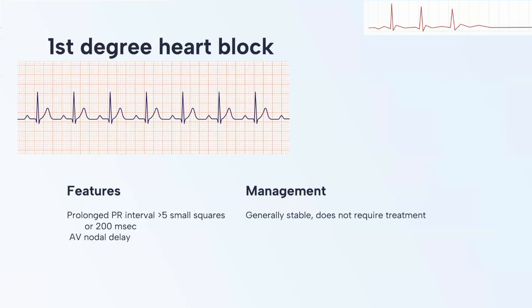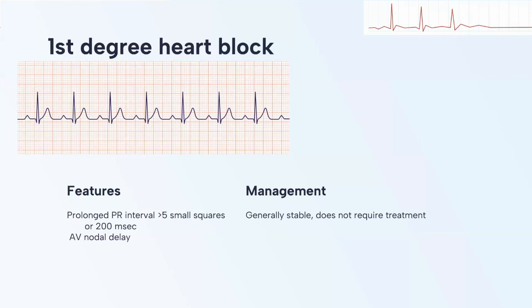This heart block is characterized by a prolonged PR interval because of a delay in the conduction to the ventricles by the AV node. Your PR interval here is more than 5 small squares. Generally, these patients are stable. They don't really require treatment. Most of the time it's caused by increased vagal tone in athletes.